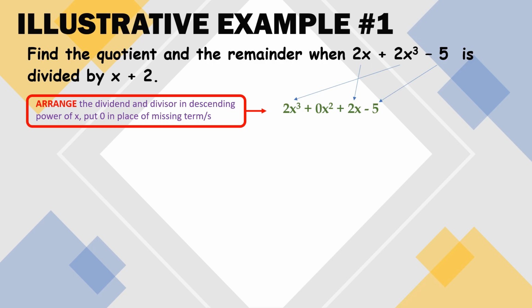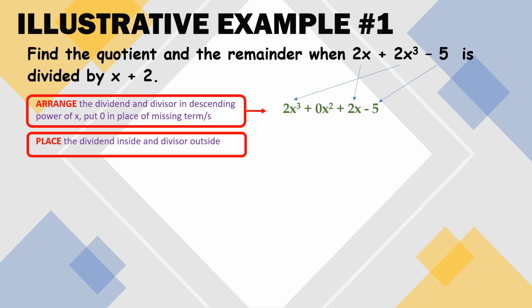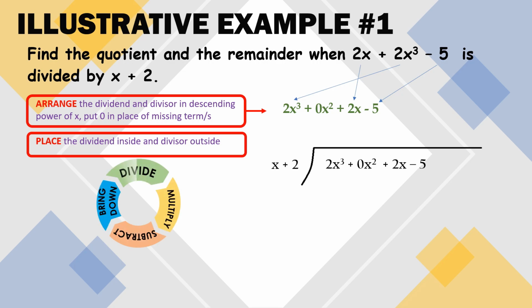Since the divisor x plus 2 is already arranged in descending power of x, then you can now proceed with step 2, which is place. You have to place the dividend inside and divisor outside on your division bracket. So therefore, we're going to have 2x cubed plus 0x squared plus 2x minus 5 inside and x plus 2 outside. Then all we have to do now is to use our division cycle. Divide, multiply, subtract, bring down.